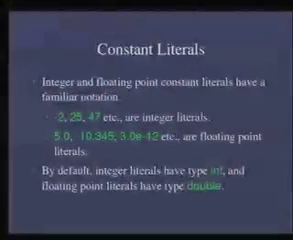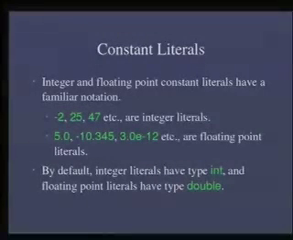So let's talk a little bit more about the constant literals of various kinds. The integer and floating point constant literals have a familiar notation. We'll not belabor the syntax of these integer and floating point constants. They are very familiar to you already. Here are some examples. Minus 2 is an integer literal, so are 25 and 47, etc. So an integer literal essentially is a sequence of digits optionally preceded with a plus or minus sign. And here are some examples of floating point literals. 5.0, there can be a sign, plus or minus, minus 10.345 for example. And we could also use the familiar exponent notation. So for example, 3.0e minus 12 is the same as 3.0 into 10 to power minus 12. These are all floating point literals.